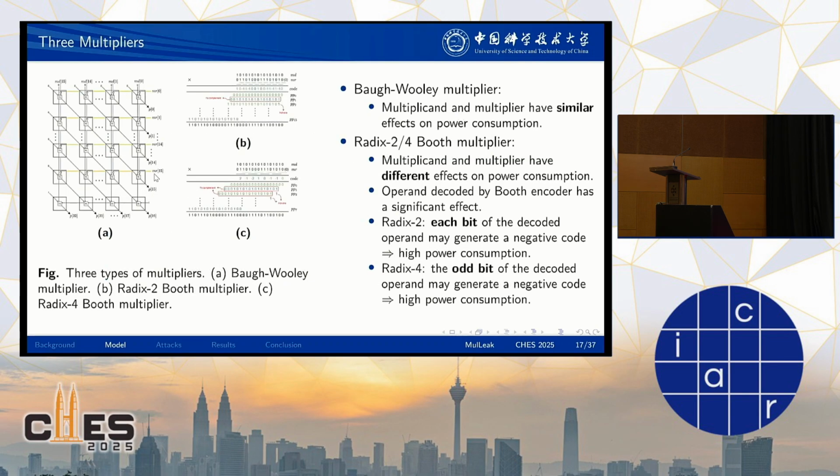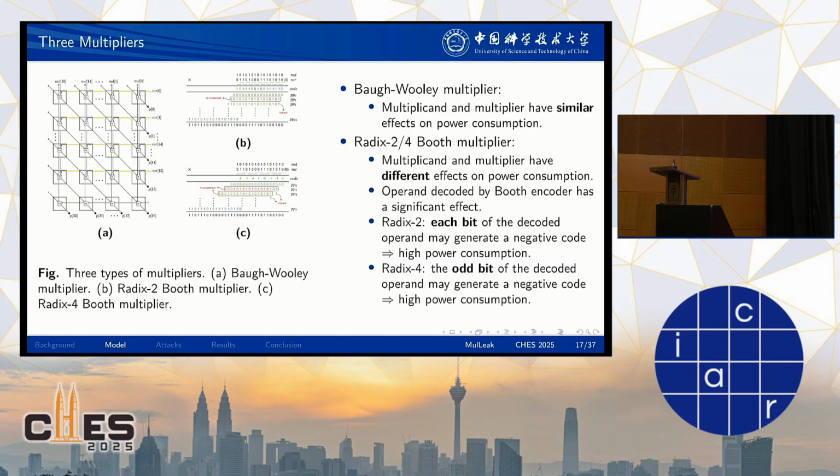To characterize the power leakage in the combinational logic, we need to ascertain the type of multiplier circuit. After looking into this, we narrowed it down to the Booth-less volume multiplier, the radix-2 Booth multiplier, and the radix-4 Booth multiplier. Then we focus on the distinct roles played by the multiplicand and the multiplier.